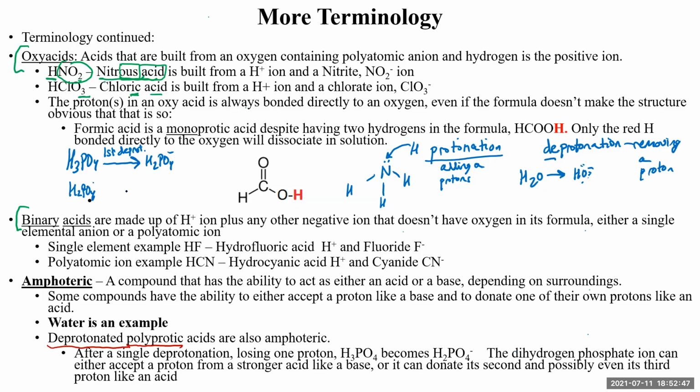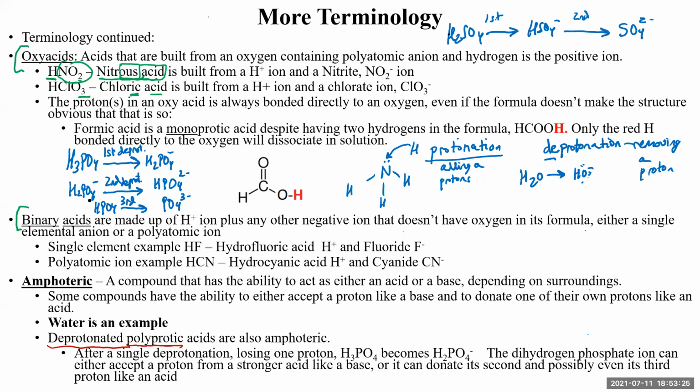Deprotonation would give you hydrogen phosphate or biphosphate with a 2- charge. Finally, the last deprotonation of this would result, can undergo its first deprotonation to become bisulfate ion or hydrogen sulfate ion. And then its second deprotonation would result in just sulfate ion, etc.